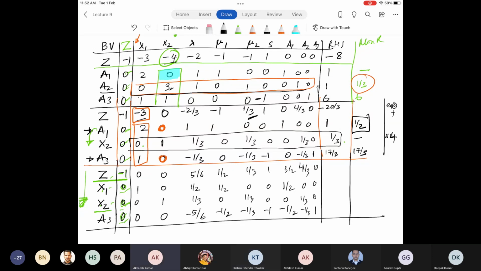Something looks wrong. I should have at least one negative variable. Anyway, what is your right hand side? Sir, right hand side I was calculating. Okay, did all of you get these numbers? Yes, sir, right. I should have at least one negative number because I have not reached the optimality.